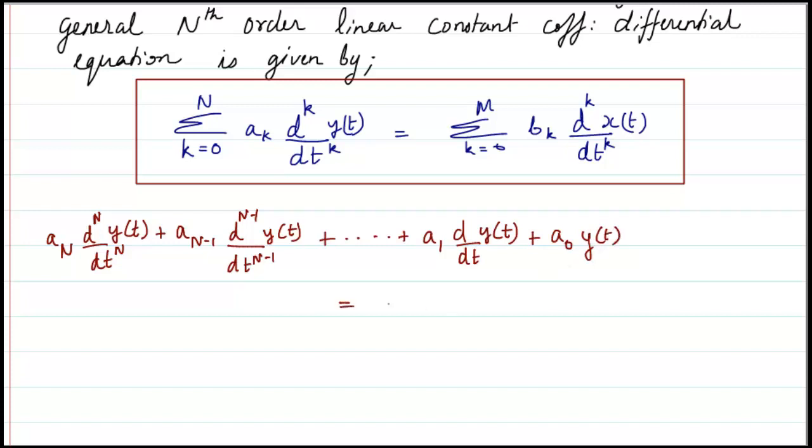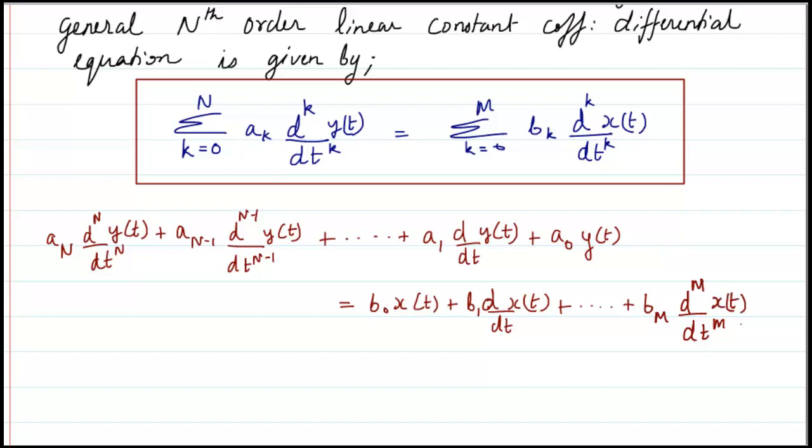This is the output side, that will be equal to, now I will write the input side, which will start from b0 x of t plus b1 d by dt of x of t, plus like that it will go all the way up to, sorry, not a, b m d by dt of m-th order of x of t. So this is the equation.